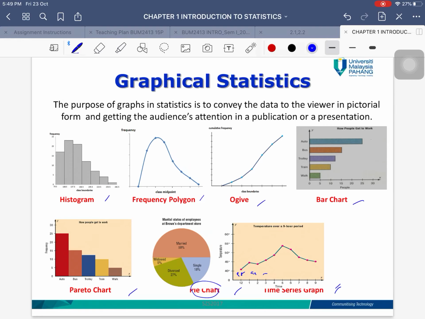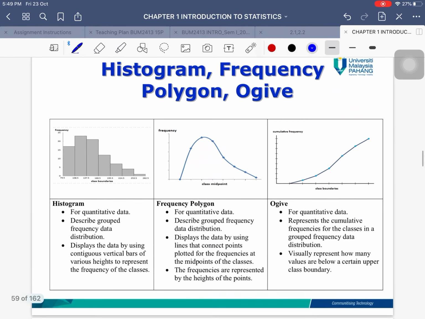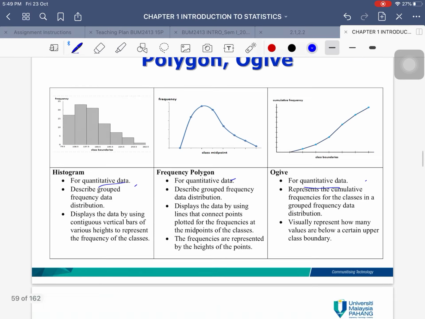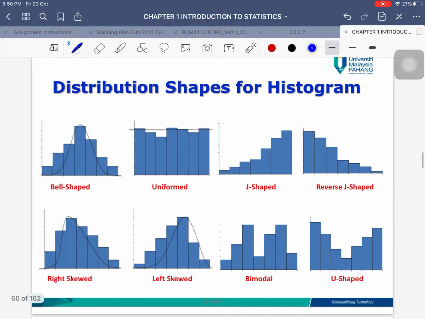A pie chart is a super convenient way to show data, as well as a Pareto chart. A Pareto chart is actually a frequency chart, marked in different colors to show different categories. Bar charts and Pareto charts are very popular. I will leave you to read on your own what's good and what's bad for each of these. The histogram, frequency polygon, and ogive are used for quantitative data. So I want you to go through very quickly what's good and what's bad about them.